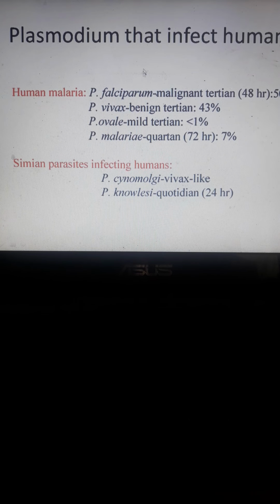Okay, so Plasmodium that infect humans, we have falciparum, the malignant tertian, vivax, the benign tertian or mild tertian, ovale, and malariae, quartan. Okay, the simian parasites infecting humans is the cynomolgi, vivax-like, or knowlesi or quotidian, that is only 24 hours. Quartan siya, 72 hours. Okay, and malignant tertian, we have 48 hours.